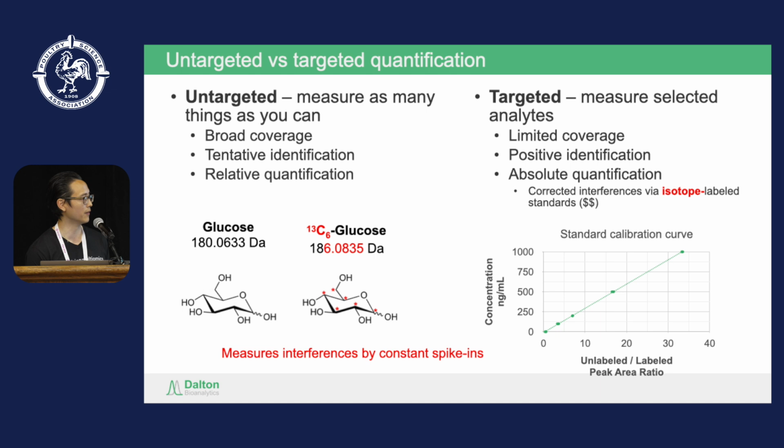But you also get the benefit of adjusting for the interferences. So if you spike in an isotope-labeled version of glucose, you can positively identify that that is actually glucose, and it's going to behave exactly the same. So any interferences experienced by this spike-in, like let's say there's a decrease response in the mass spec, then you can basically normalize those out.